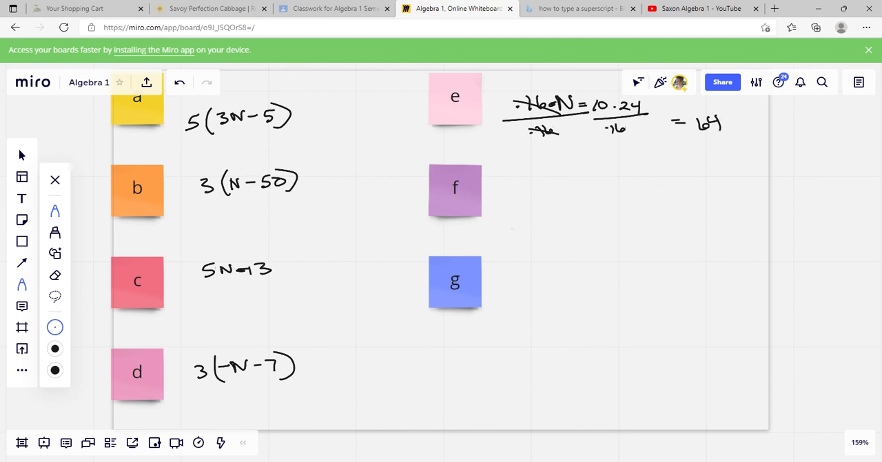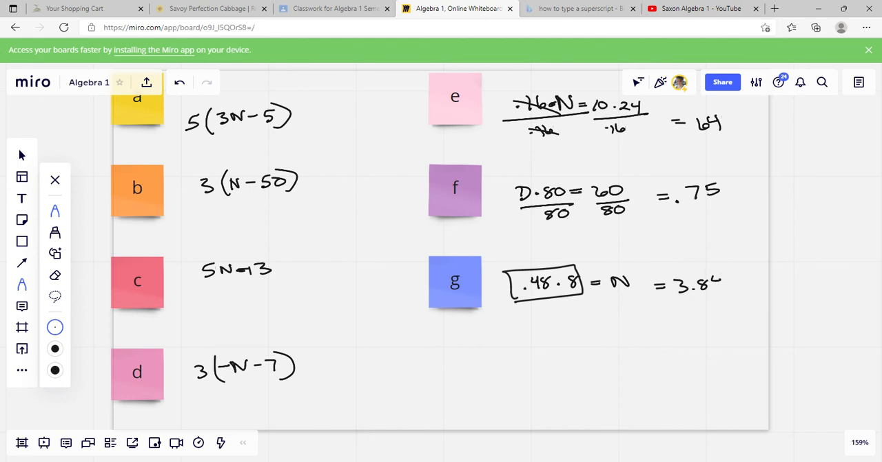Alright, F, what decimal part of 80 is 60? So, what decimal of 80 equals 60? Divide by 80, just stick that in the calculator, 60 divided by 80, and I get 0.75. There's that one. And then G, 0.48 of 8 is what number? So, 0.48 of 8 equals n. These are on the same side, right? So I'm just going to multiply them, and the answer is 3.84.